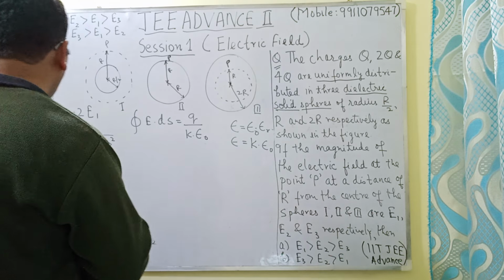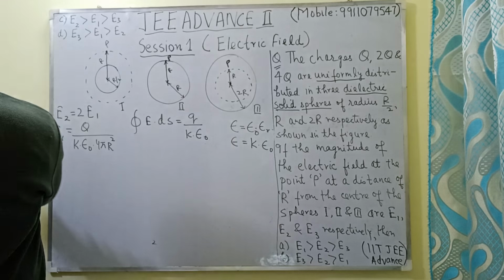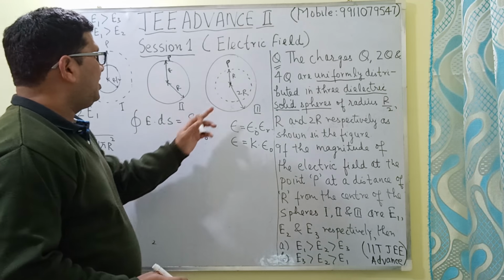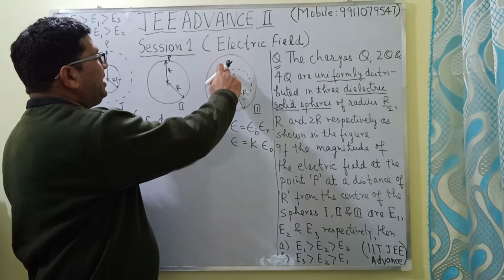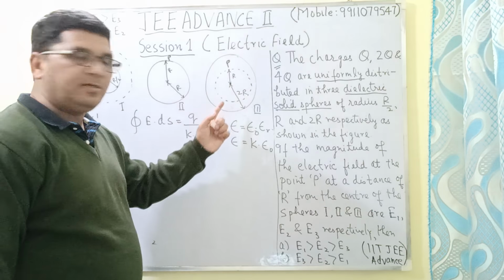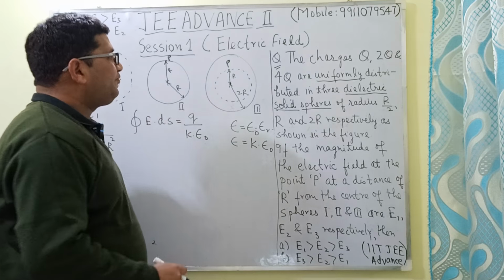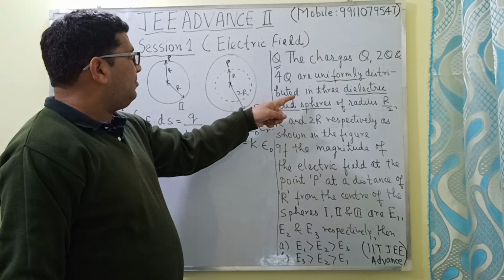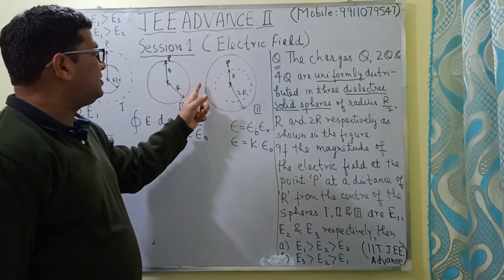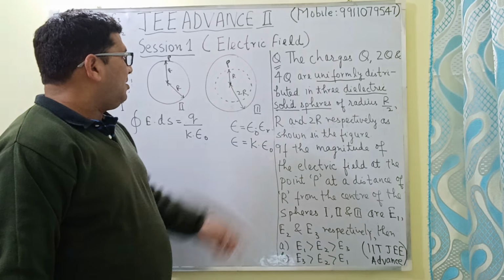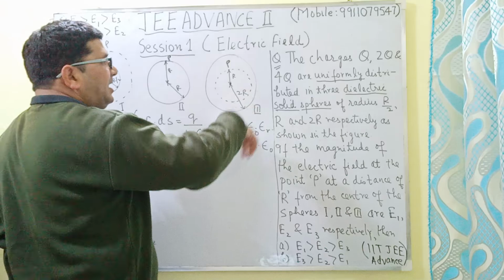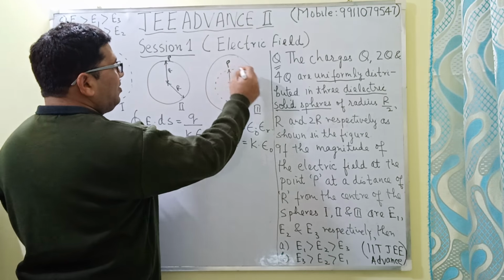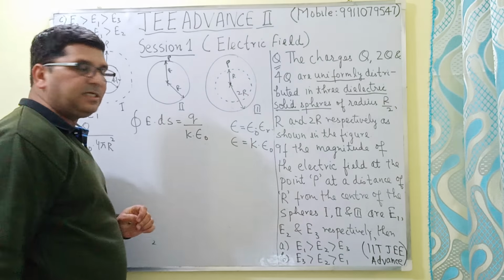Now we have to find the value of E3. Now in this case, this point P is lying within the sphere, and here the charge is uniformly distributed, and the charge on this third sphere is 4q. Since the charge is uniformly distributed within the sphere, this is the Gaussian surface which I have denoted by a dotted line.